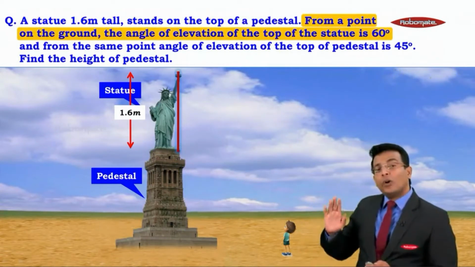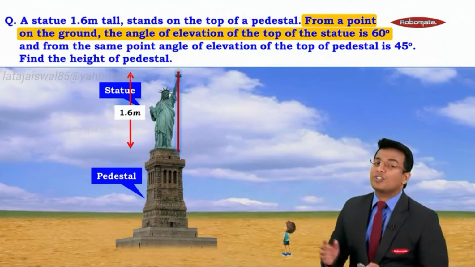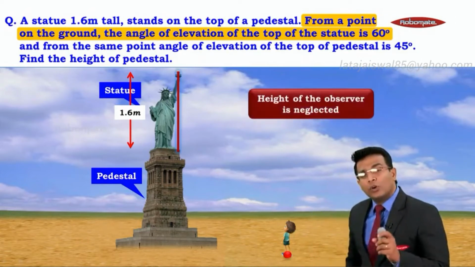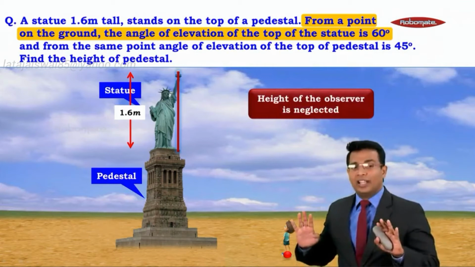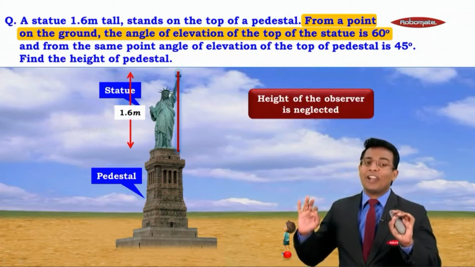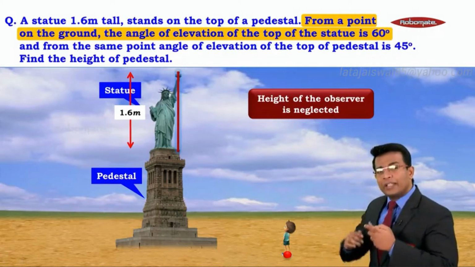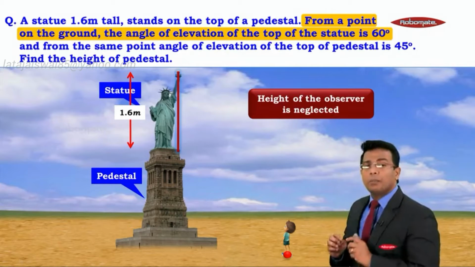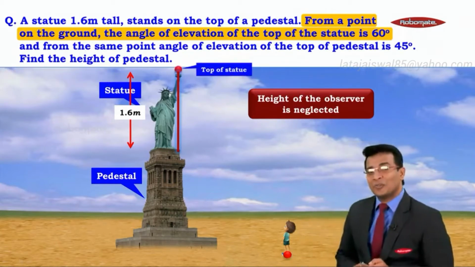It says from a point on the ground, the angle of elevation of the top of the statue is 60 degree. They're saying from a point on the ground, but if you see in the sum, the height of the observer is not given. That means it is considered as a point on the ground. So from this point on the ground, there's an angle of elevation. That means the observer is seeing something at a higher level, above the horizontal line. But what is he observing? The top of the statue. So that is the top of the statue which is marked there.